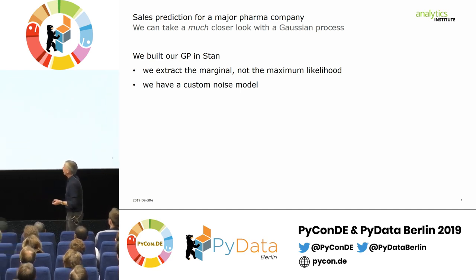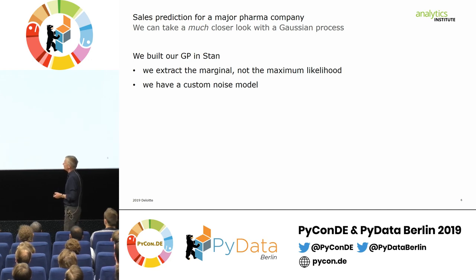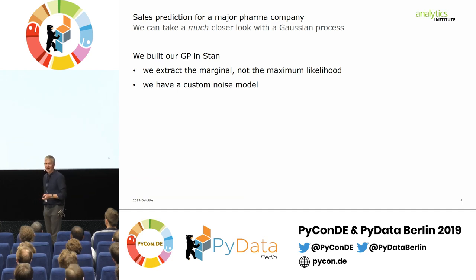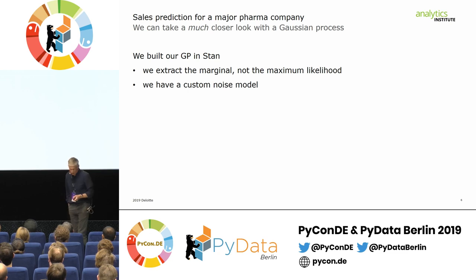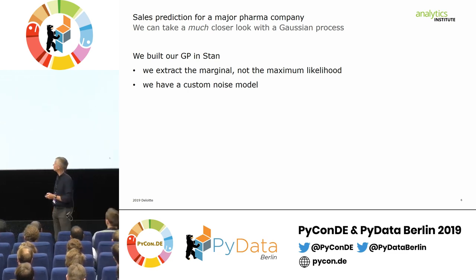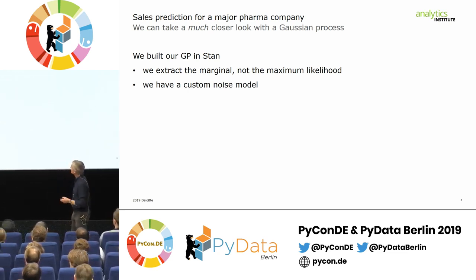What is important here is there are several talks in this conference on Gaussian processes. I don't know what they're going to say, but unusually, with respect to standard practice, since we build our Gaussian process in Stan, we extract the marginal, not the maximum likelihood. And we can also put in a custom noise model. So there's lots of stuff to talk about here.